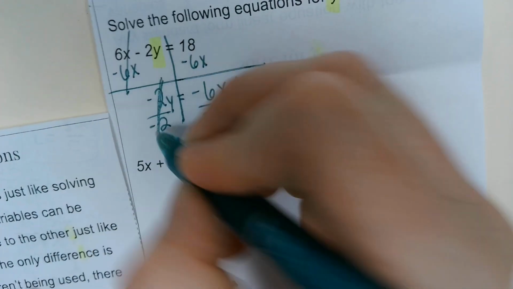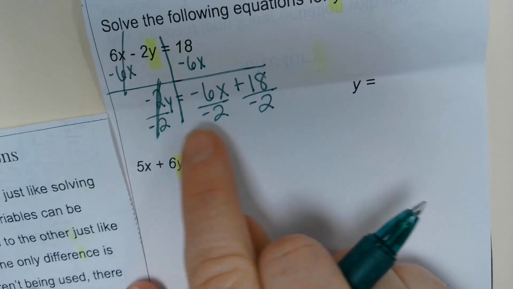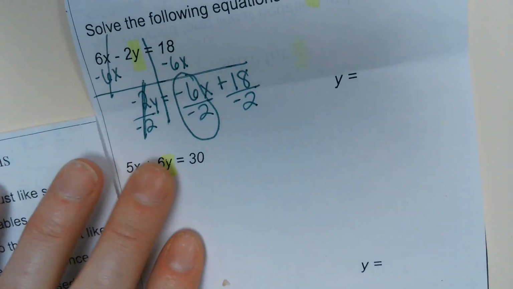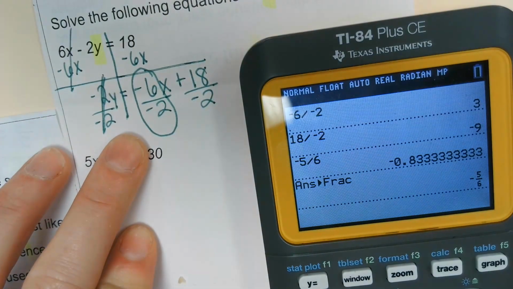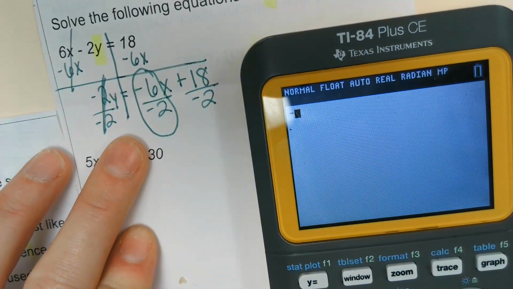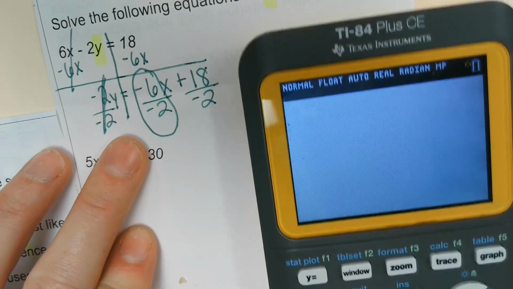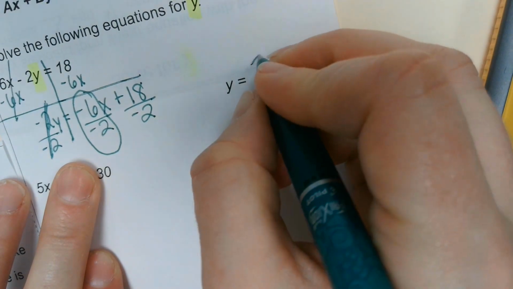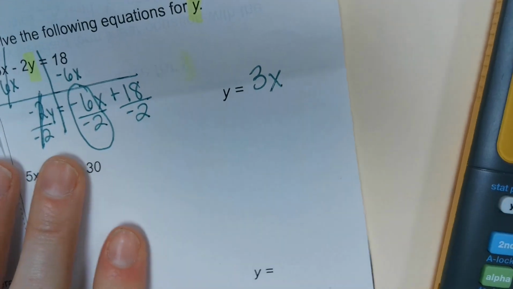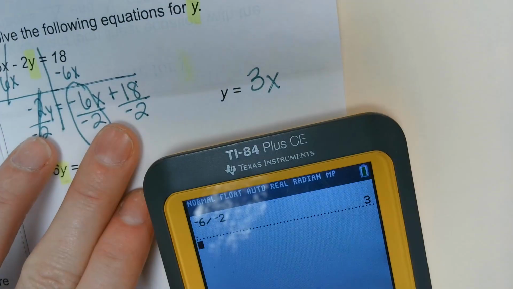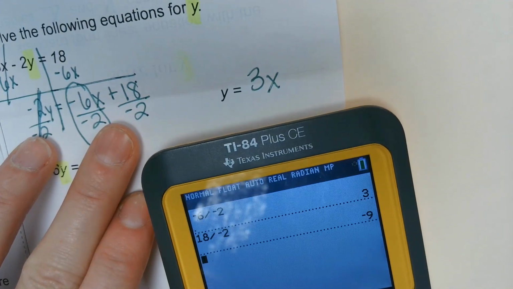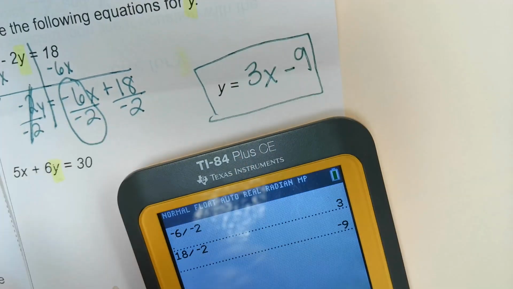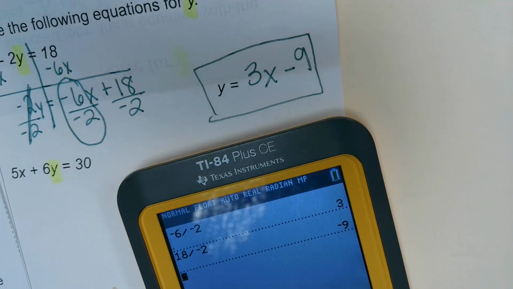Negative 2's cancel here, and I get y equals. I can go ahead and use my calculator to divide these. Negative 6 divided by a negative 2, and that's a 3. So it's 3x. And then 18 divided by negative 2 is minus 9. So all I did was simplify those down.